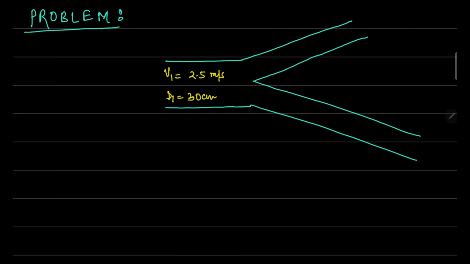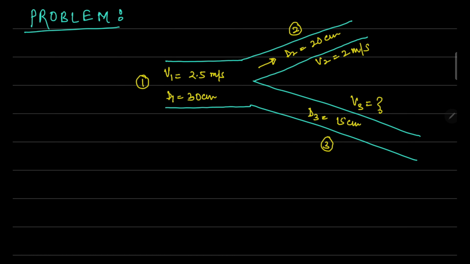However, this branches into two parts. So let's say this is section 1, this is pipe section 2 and this is section 3. In this section the pipe diameter is 20 centimeter, and the velocity is 2 meter per second, and in this section the diameter of pipe is given as 15 centimeter. However, we need to figure out the velocity in this section. So first of all, we'll quickly write the continuity equation for this one.